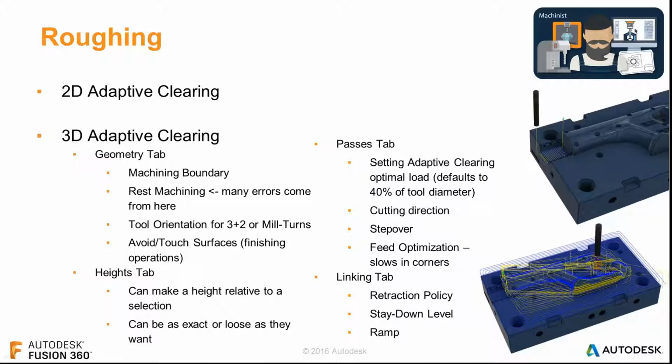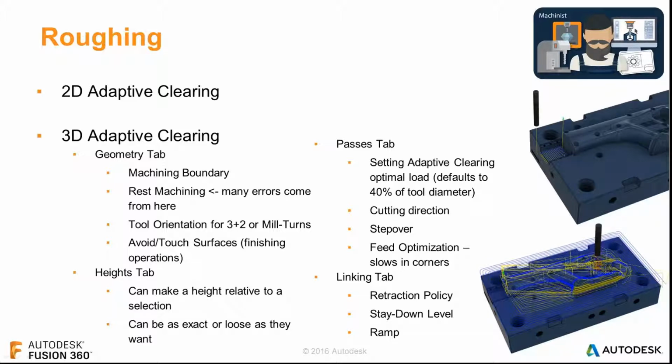The big elements to think about are what material you are going to select to be removed and what tooling you're going to use. There are a few tabs that we will need to look at. The Geometry tab allows you to define the boundary and whether there is rest machining. If you're starting from a partially finished part, you can say rest machine, so it will only look for geometry that hasn't been removed.